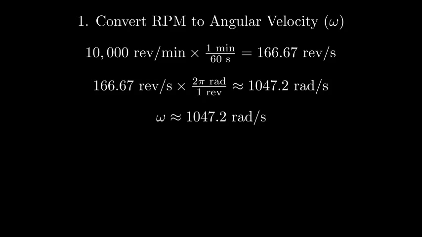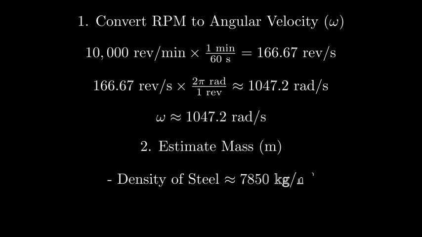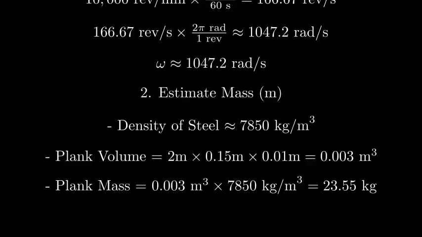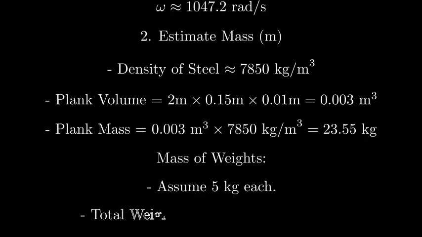This is incredibly fast. Next, we need to estimate the mass of the components. We'll need the density of steel to calculate the mass of the plank. The density of steel is about 7,850 kilograms per cubic meter. The plank's volume is its length times width times thickness, which is 0.003 cubic meters. Multiplying these gives a mass for the plank of about 23.55 kilograms. Let's assume the aerodynamic weights at each end are substantial, say 5 kilograms each, for a total of 10 kilograms.